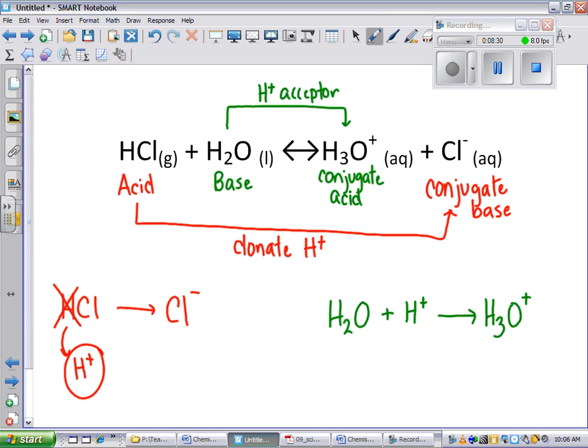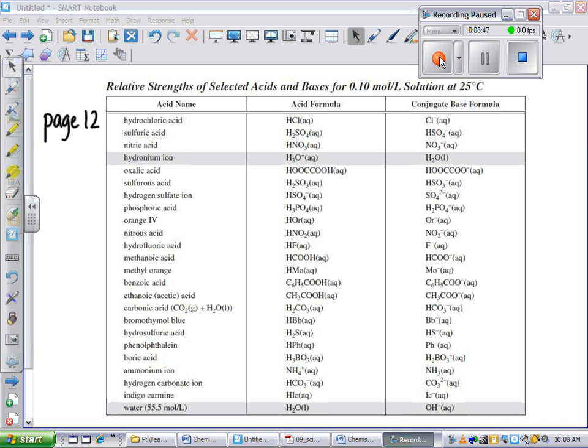If you were asked on an exam to go backwards in this equation, it would be exactly the same, except instead of writing conjugate acid and conjugate base, it would just be acid and base on the product side. And on the reactant side, we would write conjugate acid and conjugate base.